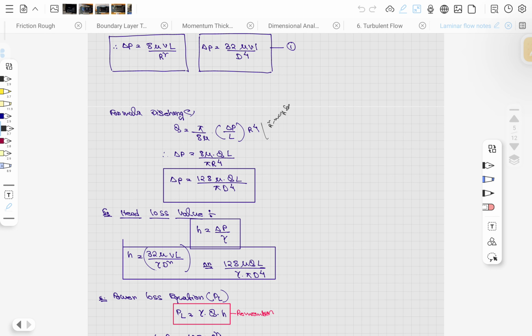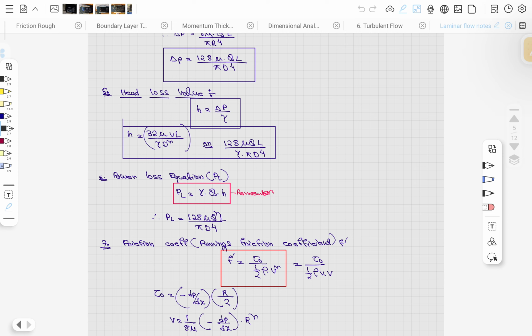Head loss, so now the next formula is head loss, d square to d to the power 4. So how is it happening? There is a change. h equal to 32 mu v l by pi d square, and that is 128 mu Q l by pi lambda into d to the power 4. There is a Q that is happening. Power loss is rho Q g h, PL equal to 128 mu Q l by pi d to the power 4.